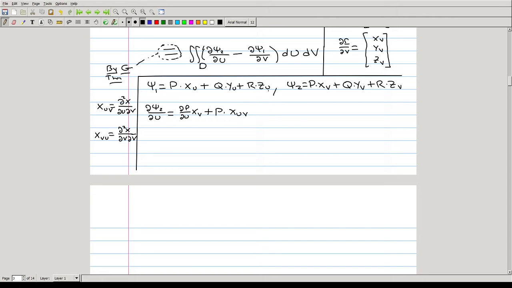My notation right here. So the derivative of this term with respect to u is this, then plus the derivative with respect to u becomes dq/du times y_v, which is just the product rule again applied to this term, plus q times y_uv. Then lastly it'll be plus dr/du times z_v plus r times z_uv.